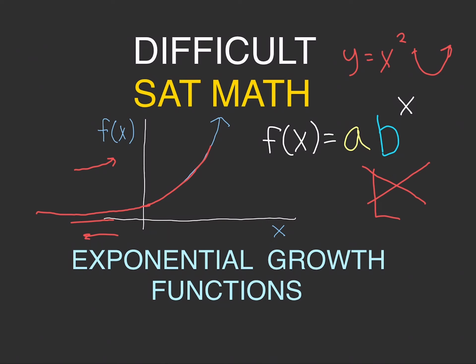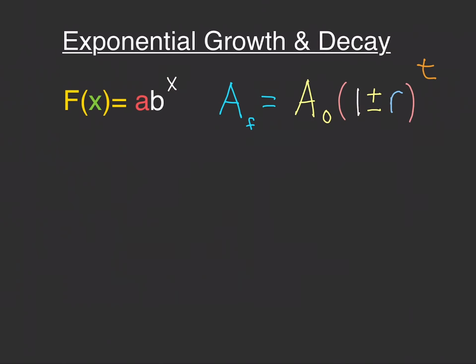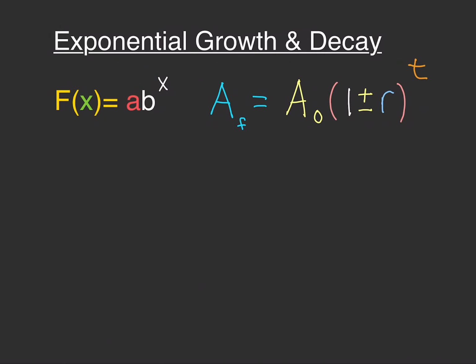Now, we call them exponential functions because, notice here's an example: f of x equals a b to the x. With exponential functions, the variable, in this case the x, is in the exponent. It's in the power. So that's why we call them exponential functions. Now, here are some examples of exponential growth and decay formulas you might have run across. Right here, f of x equals a b to the x is a very basic one.